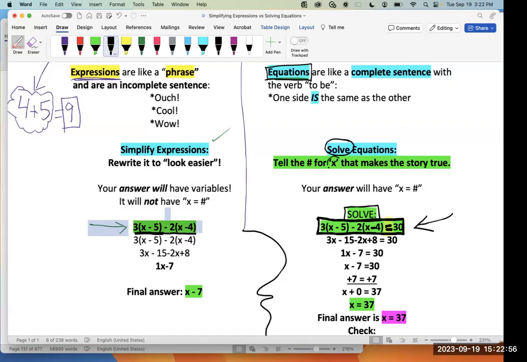To solve means to find the value for x that will make this equation true. The left side equals the right side, they balance. So we do all of our steps here to simplify the expression on the left. Remember, our expression on the left simplifies, or has the same value as, x minus 7. So we simplify the expression on the left and find out that x minus 7 has the same value as 30.